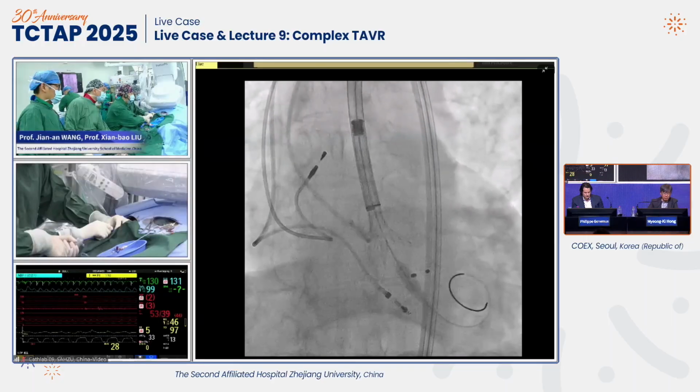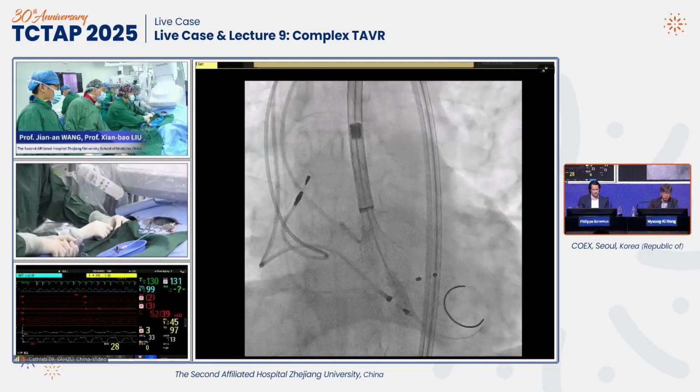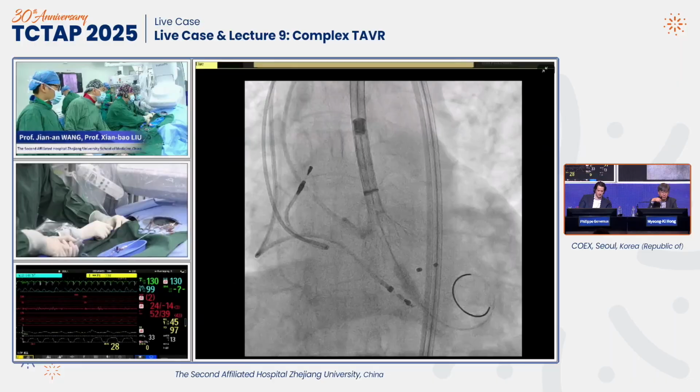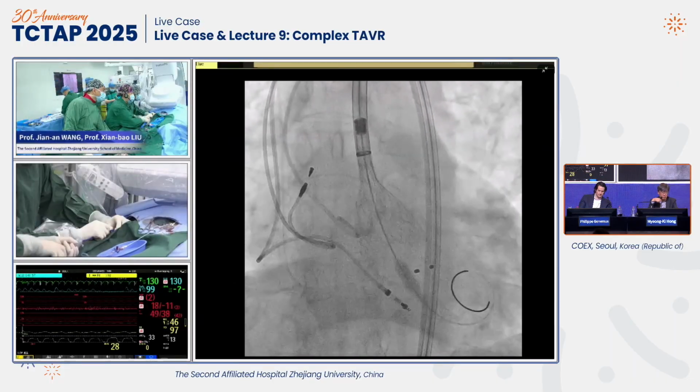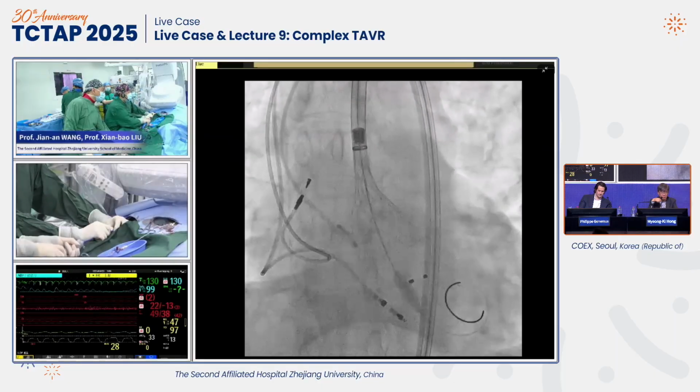A little bit higher. A little bit. I think it looks okay. Because here it tends to dive into the ventricle, so it would be nice to start from a much higher position, if we prefer.